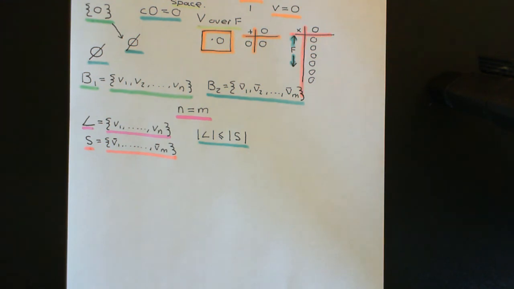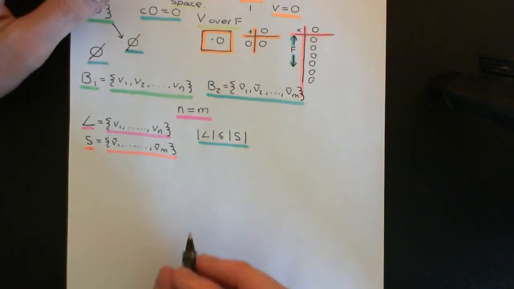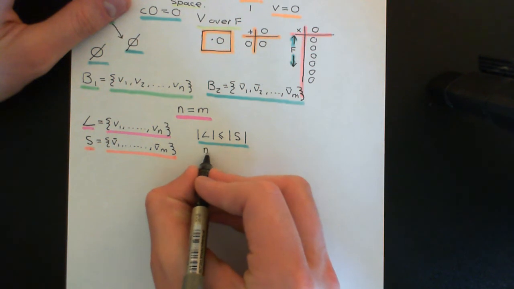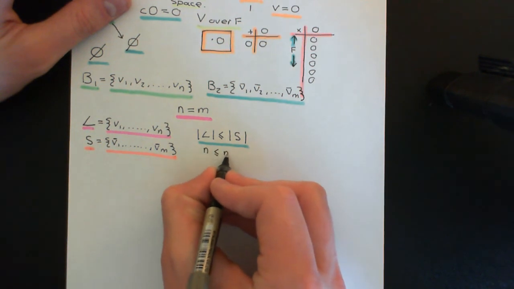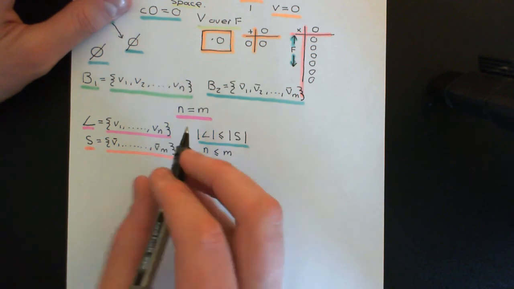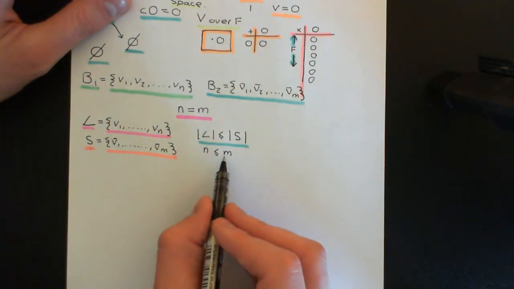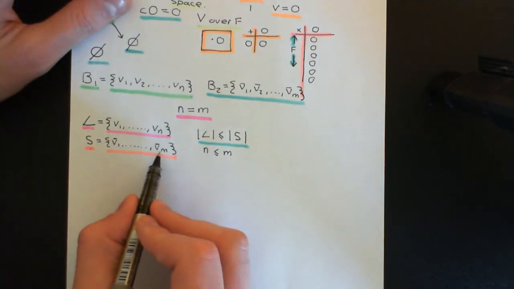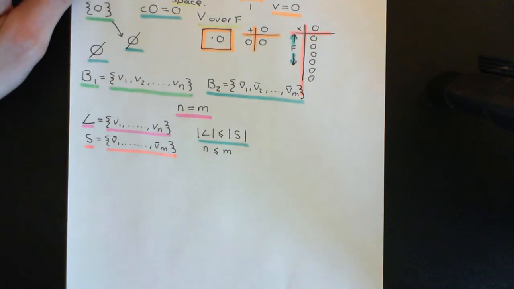Right, so what I basically want to prove then is that little n has to be less than or equal to little m. So little n is the number of vectors in the linearly independent set here, and little m is the number of vectors in the spanning set here. Right, so how am I going to prove this?